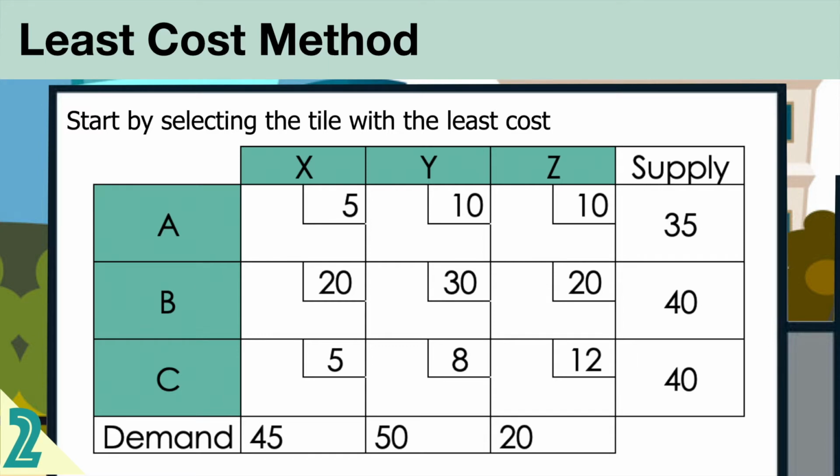Since 35 is less than 45, I am going to input 35 in the table. Next, we are going to select the next least value. In our case, it is going to be the other 5. The limit of the supply is 40 and the demand is 45. Since we already have 35 in the previous cell, we are going to subtract 45 to 35, which is 10. Here are the next values, and here is the finished table.